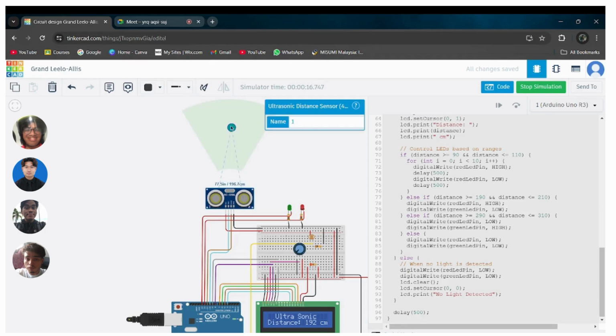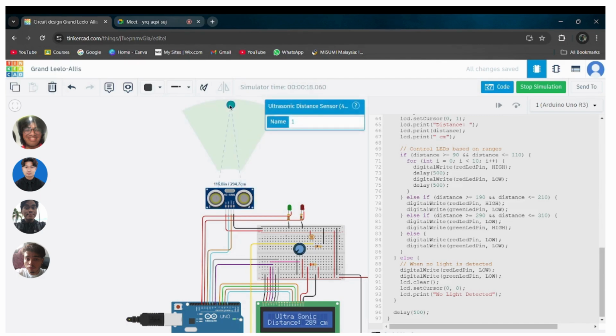And for the delay between readings, the system pauses for half a second between readings to prevent flickering and outdated data on the LCD. That's for the explanation of the practical demo. And lastly, I will conclude our project.